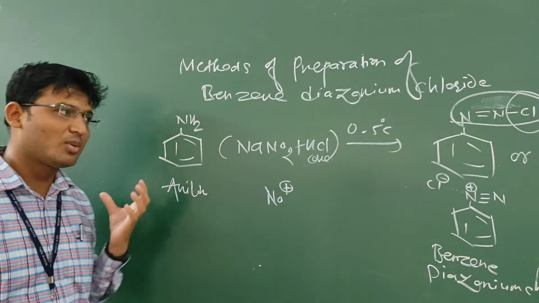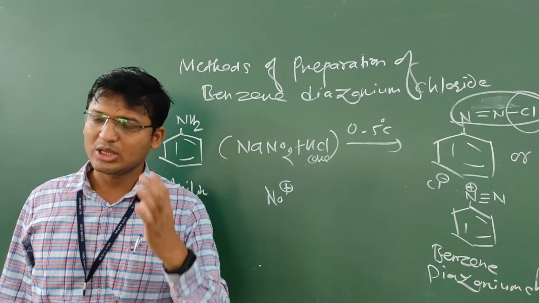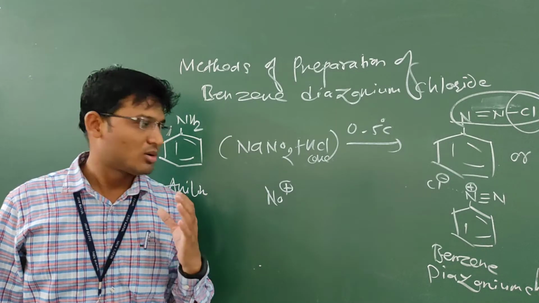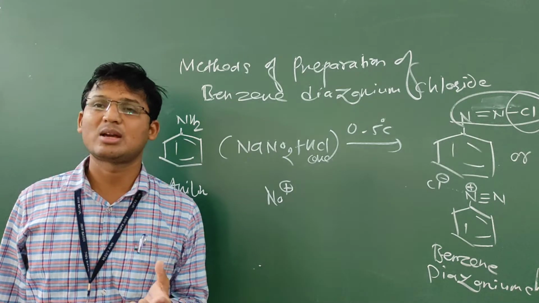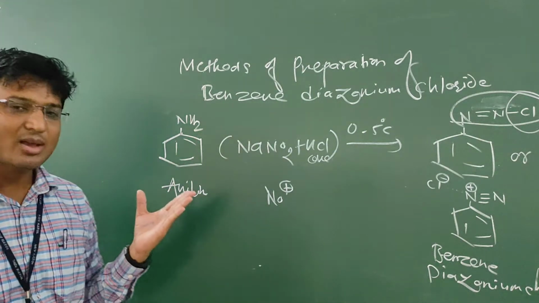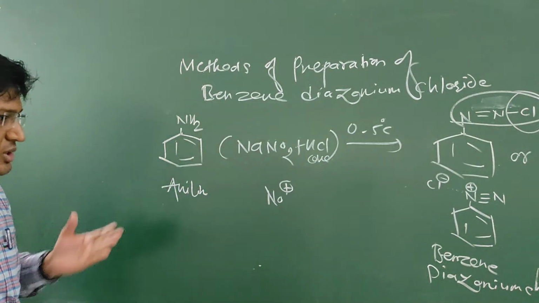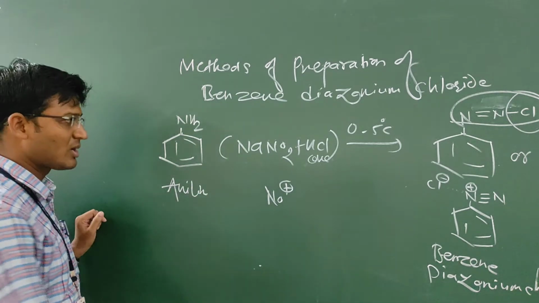This benzene diazonium chloride has a lot of synthetic utility from the industrial point of view because from this benzene diazonium chloride we can prepare a number of organic compounds. Therefore, it has a lot of synthetic utility from the industrial point of view. Now see how it reacts with different reagents and a number of organic compounds are formed.